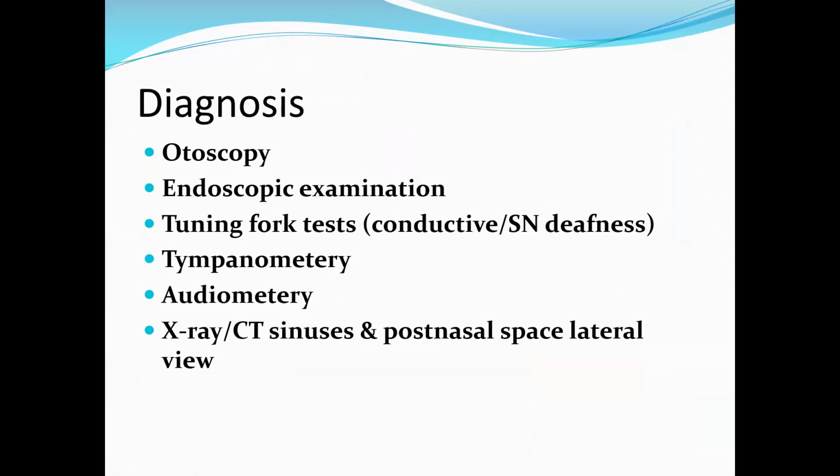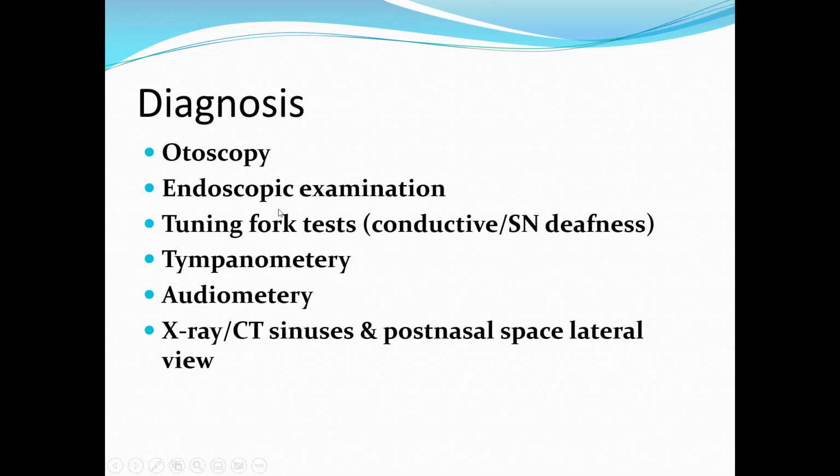So diagnosis is made by clinical features, proper history, proper examination. Examination is done by otoscopy. The latest is endoscopic examination of the tympanic membrane and the nasopharynx. So we will see certain features of the tympanic membrane. We will discuss it later. I will show the pictures of these findings.